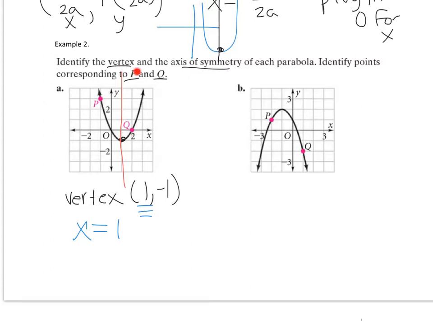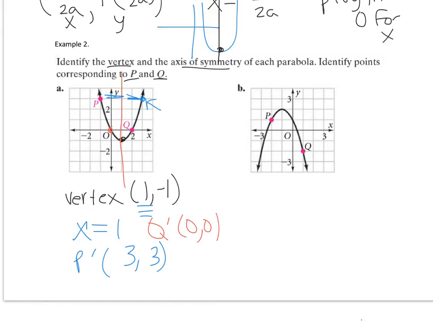To find the corresponding P and Q, you have to think of this as your line of symmetry. If P is on the left hand side, P prime is going to be over here, equidistant from the axis of symmetry. So P prime is going to be this dot right here, at (3, 3). Q prime is going to be over here, at (0, 0).